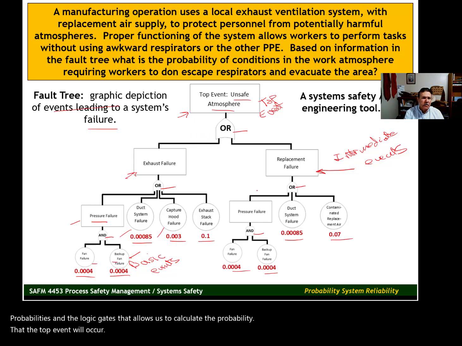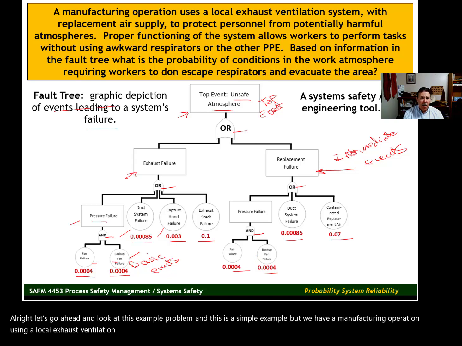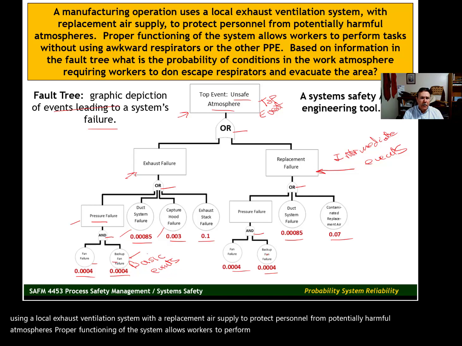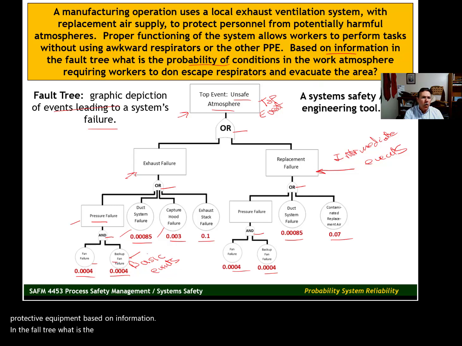All right, let's go ahead and look at this example problem. Again, this is a simple example, but we have a manufacturing operation using a local exhaust ventilation system with a replacement air supply to protect personnel from potentially harmful atmospheres. Proper functioning of the system allows workers to perform without using awkward respirators or other personal protective equipment. Based on information in the fault tree, what is the probability of conditions in the work atmosphere requiring workers to don escape respirators and evacuate the area?